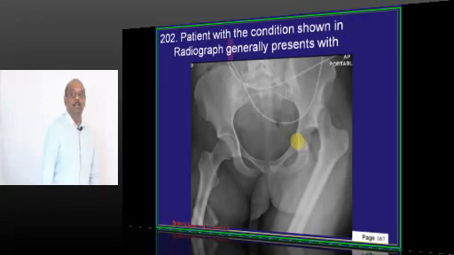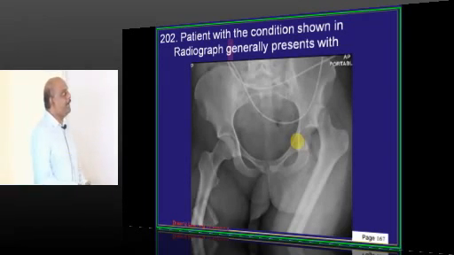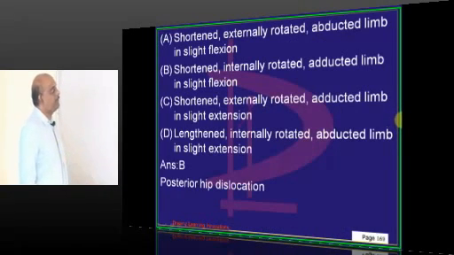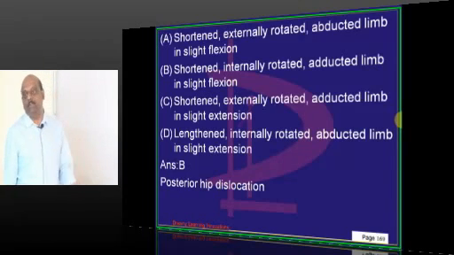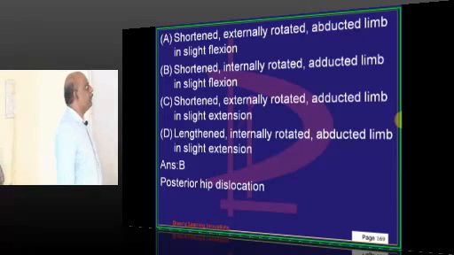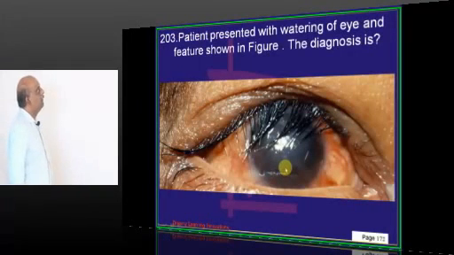Now the patient radiograph is being presented. It is showing posterior dislocation of the hip. In posterior dislocation of the hip, what do you see? Shortening, internal rotation, adduction of the limb in slight flexion is considered the typical posture. Flexed, internally rotated, adducted is a feature of posterior dislocation.